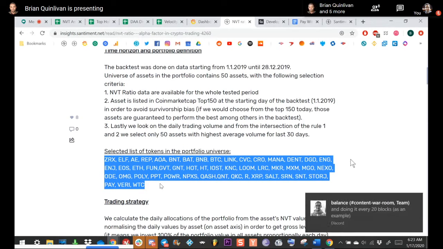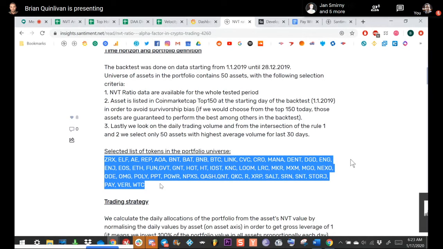Yeah, I mean, but the limitation, of course, was the data availability. So that's why I chose the approach to test the top 50 or something like that.